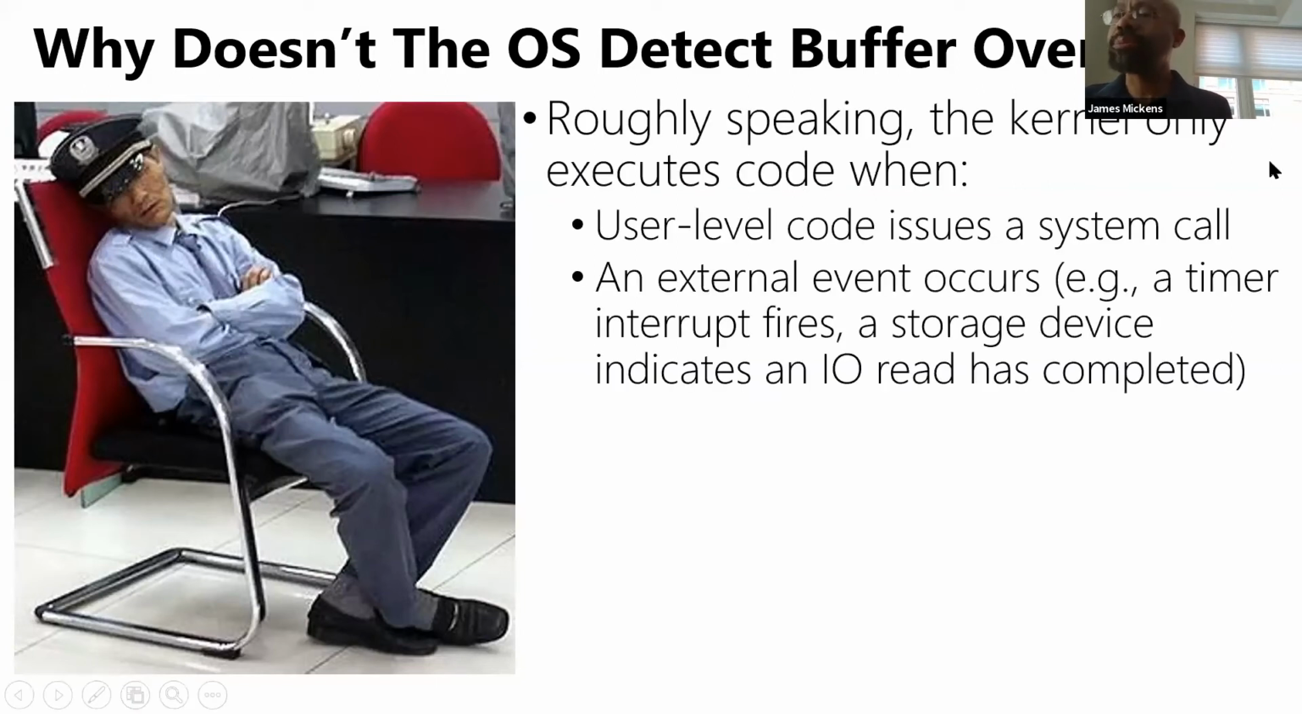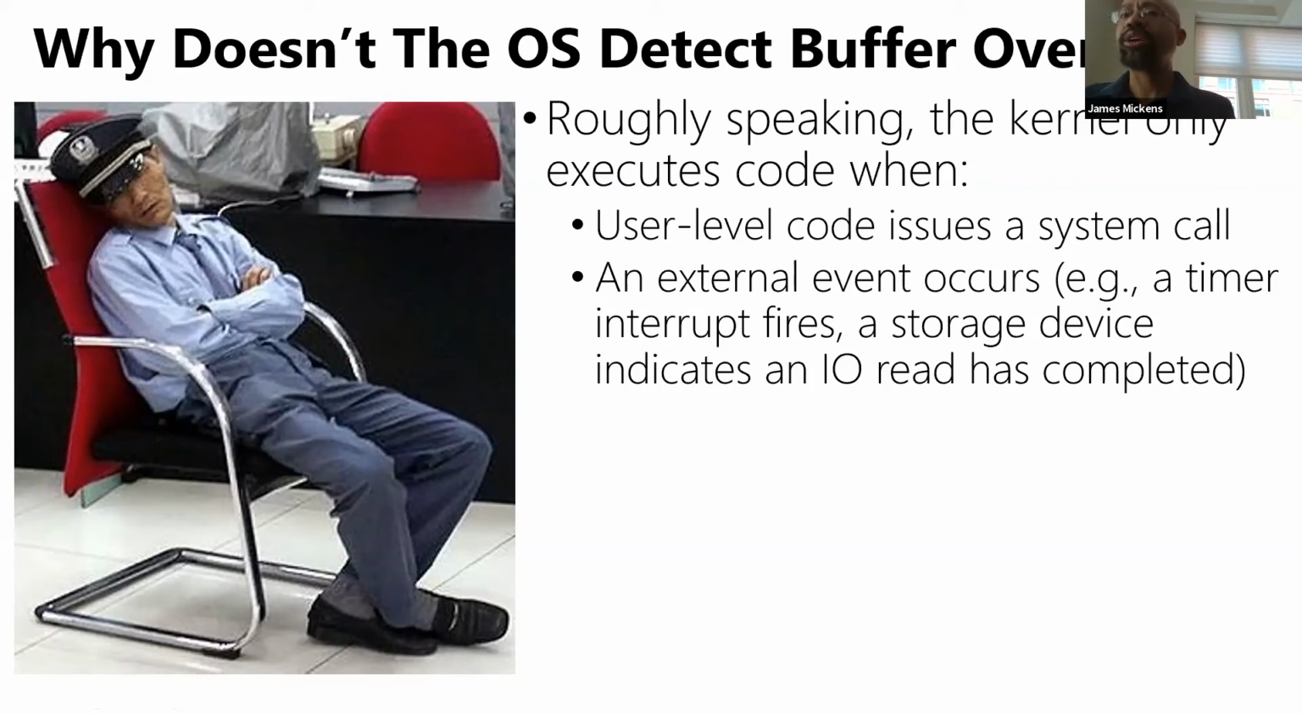So roughly speaking, the kernel only executes code in two situations. User level code is issued a system call. So for example, user level code wants to read from the disk, send a network packet, spawn a new process, and so on and so forth. So when the user level code issues a system call, the kernel has to get involved. The kernel also gets involved when an external event occurs. So this is something like a timer interrupt firing, maybe a storage device has indicated, hey, that IO that you wanted me to complete, it is now complete.